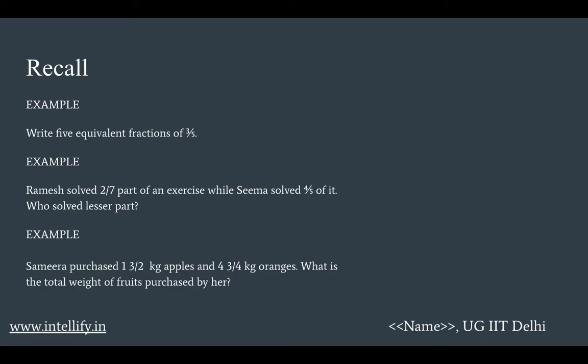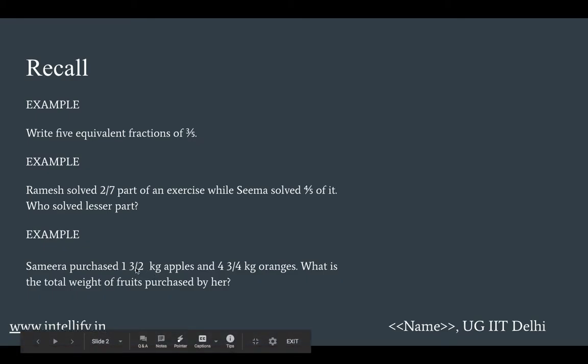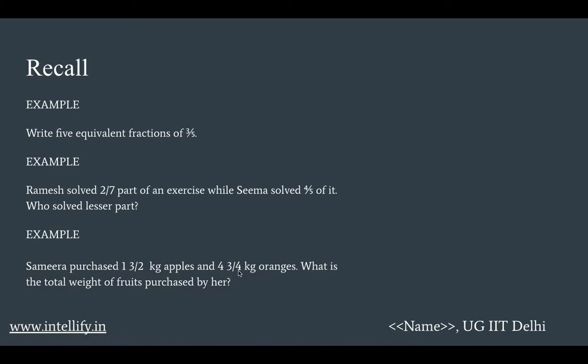The third example, you can do it on your own. Over here, this is 1 3 by 2. That means one whole and 3 by 2 more. So this means 2 into 1 plus 3, that is 5 by 2, and this is 4 3 by 4, that means 4 into 4 is 16 plus 3, 17 by 4. I have converted these into fractions, and you can solve the question now on your own.